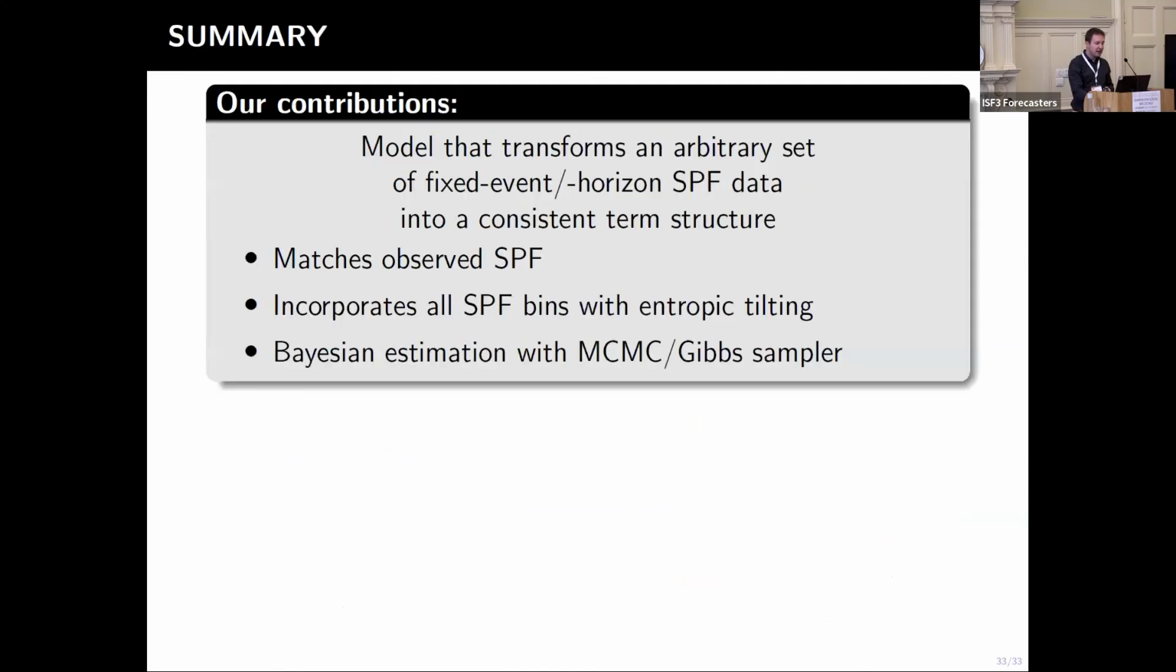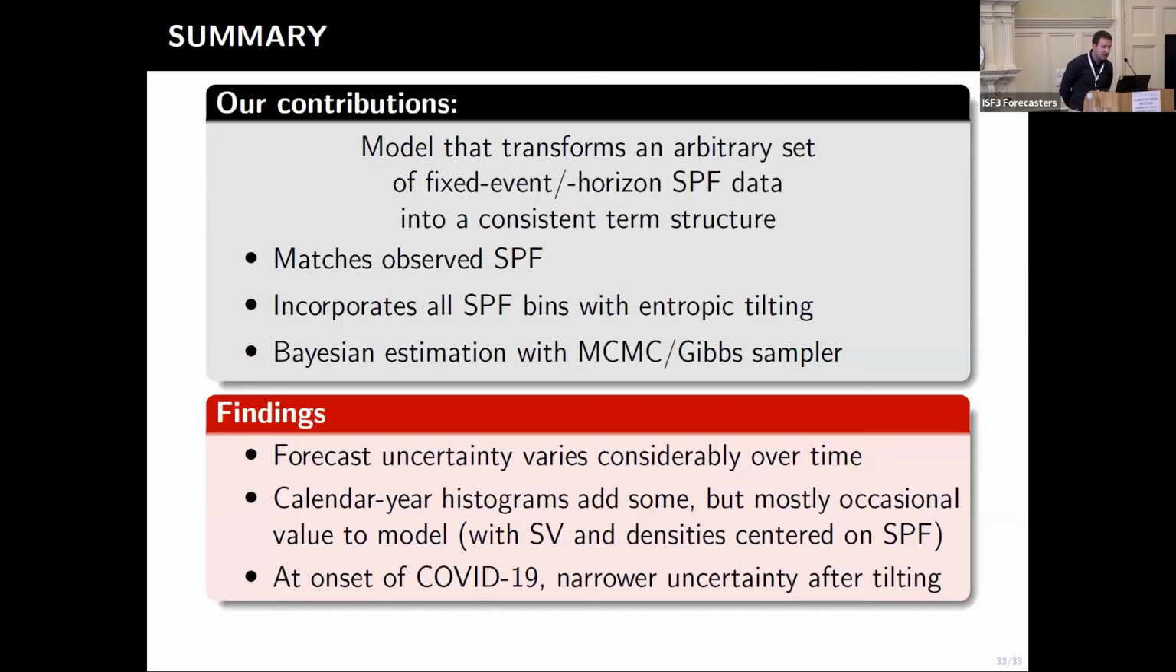And then here, let me just leave the conclusions. We propose a state space model that can match arbitrary term structures of expectations, and then we can incorporate the additional information in the SPF bins via entropic tilting. We see that forecast uncertainty varies considerably over time. Histograms do add some value, but not consistently, although at the onset of the COVID crisis, they did. And that's all I wanted to say. Thanks a lot for your attention.